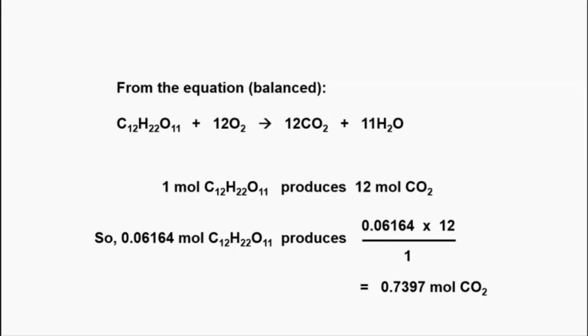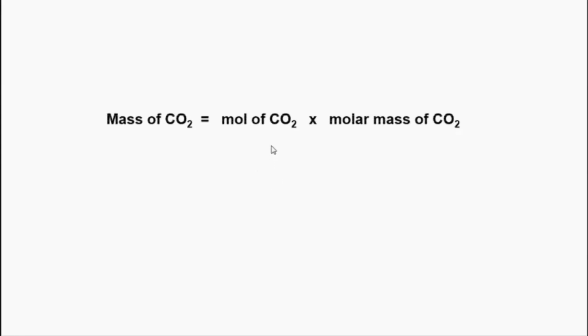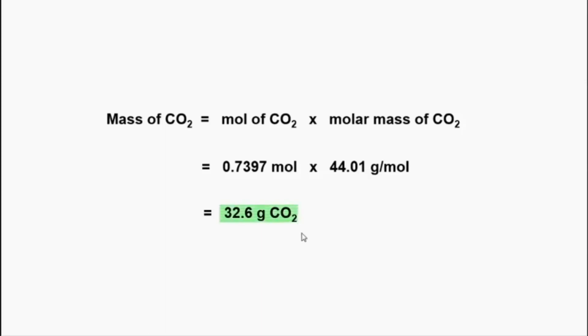We are going to do the same thing as we did with oxygen gas, since we want to determine the mass of carbon dioxide. So, moles of carbon dioxide times the molar mass of carbon dioxide. That is 0.7397 moles of carbon dioxide times 44.01 grams per mole, which is the molar mass of carbon dioxide, and we get 32.6 grams of carbon dioxide. So this is the mass of carbon dioxide produced in the reaction.